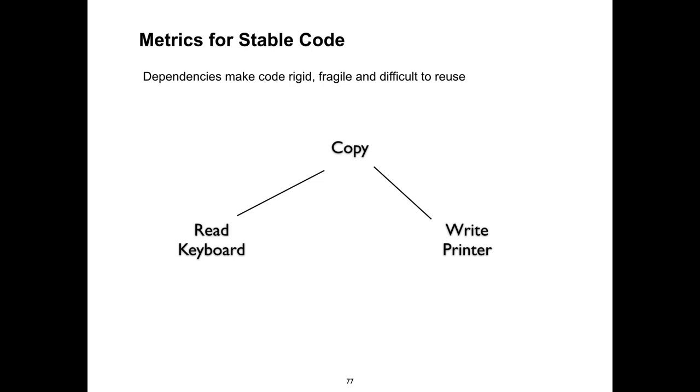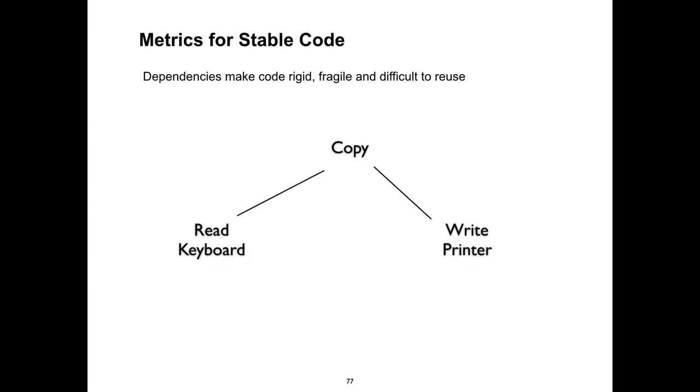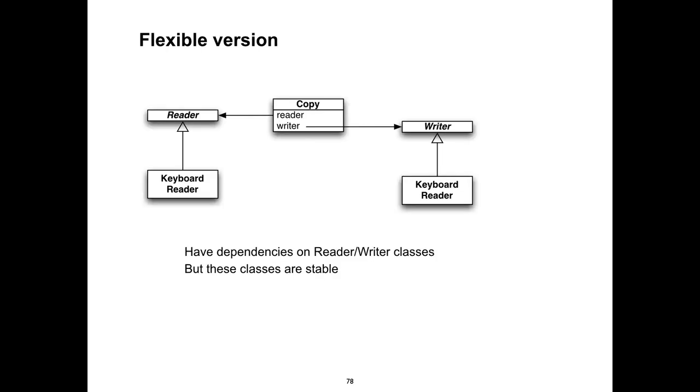And then for stable code, when we look at the example, we do this directly, right? Then this code depends upon those concrete things. When we had the code coupled to an interface, then it's far more flexible. These classes are stable because they're just interfaces, and we define them and then we don't change them.